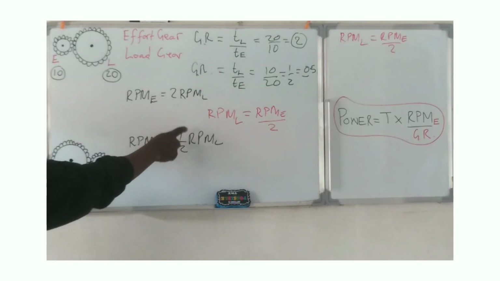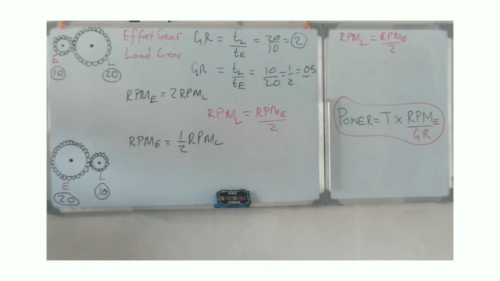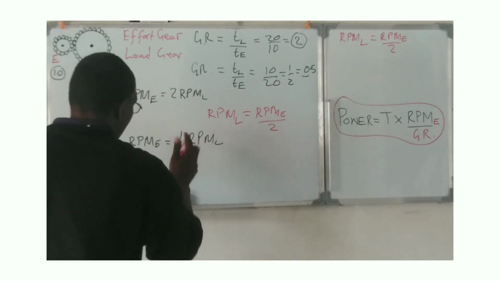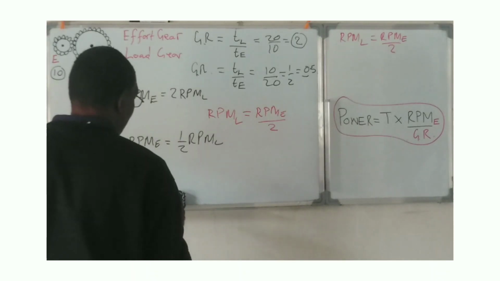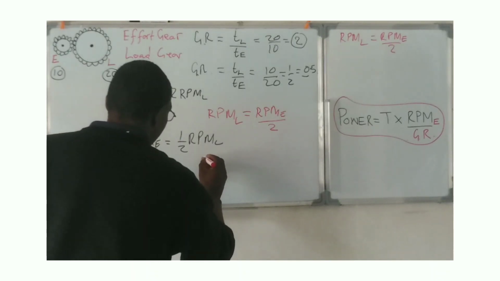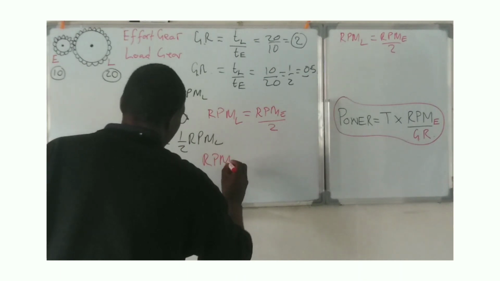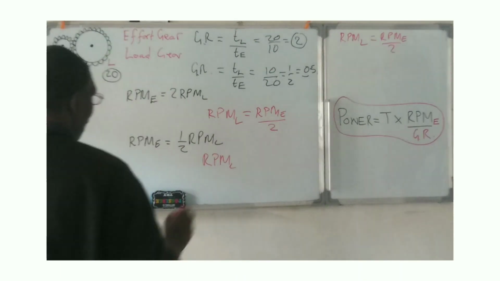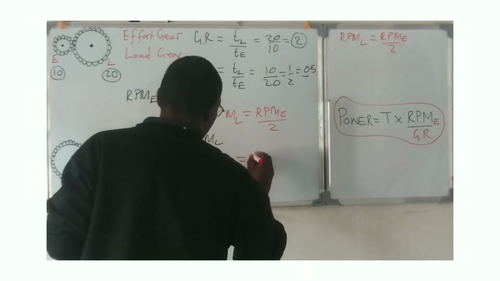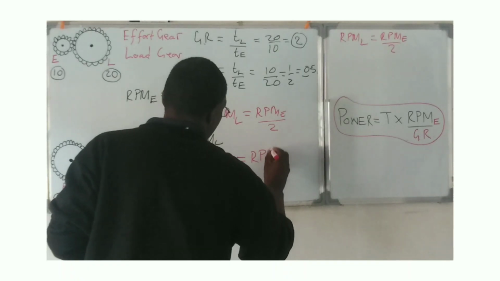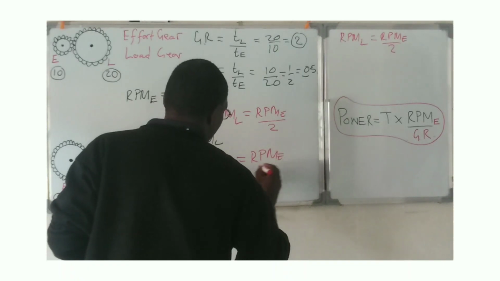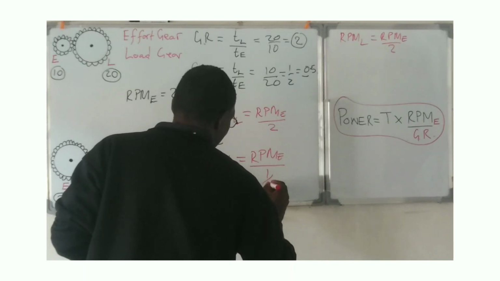What about if we divide both sides by half? Sorry, not by 2, by half. I'm sorry. So we will end up with RPM in our load gear is equal to RPM in our effort gear divided by a half.